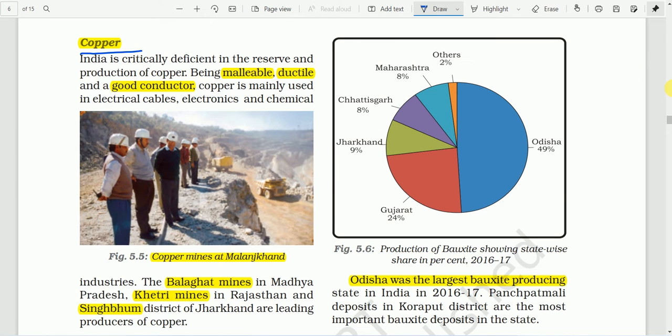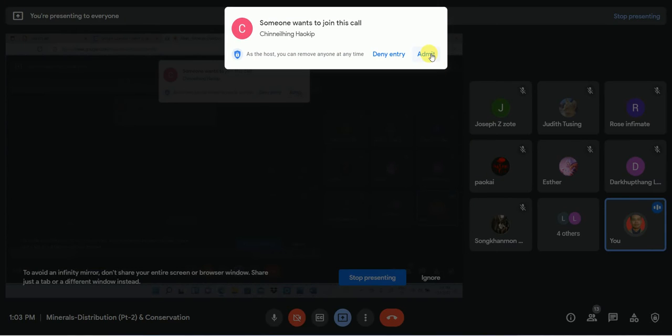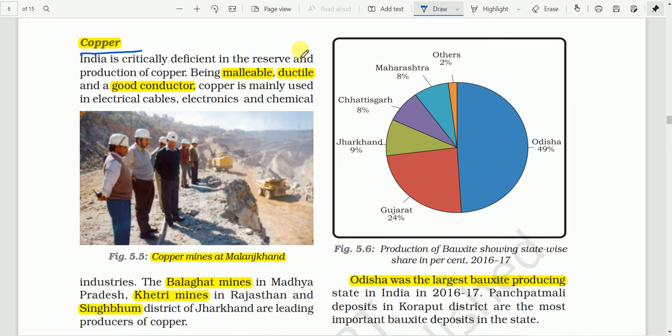India is critically deficient in the reserve and production of copper. The reserve of copper is meager, small in quantity, and so we need to import copper from other countries.